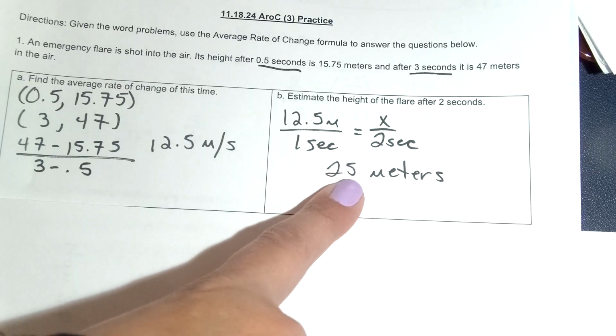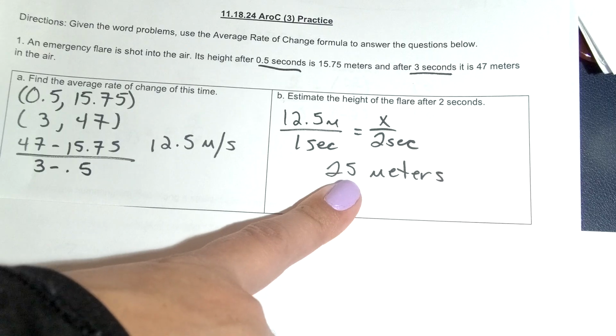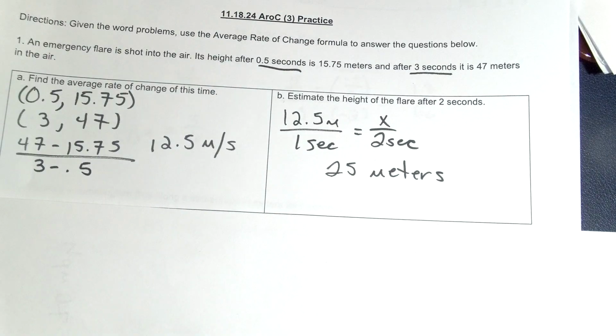Then you set up a proportion and get 25 meters. I didn't show my cross multiplication, but you can do that. Are there any questions of that? Brian? Write down. If you did not get it right, please make sure you're correcting it. If you need help, please ask questions.